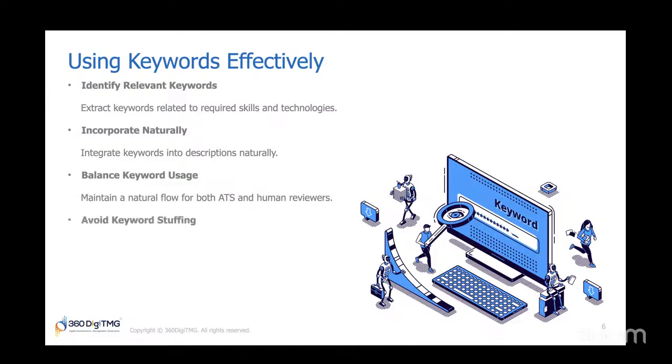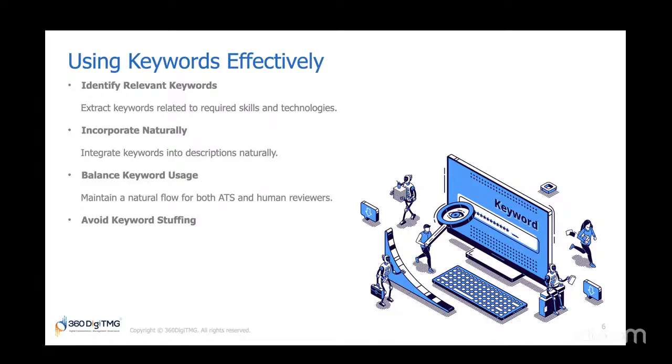Incorporate keywords naturally. Whatever you include should be incorporated naturally, within a sentence, saying that you have relevant experience in this field or this tool, or that you have worked on this project with a particular tool that is mentioned. Like that you have to mention it, and maintain your natural flow for both the ATS and human reviewers.